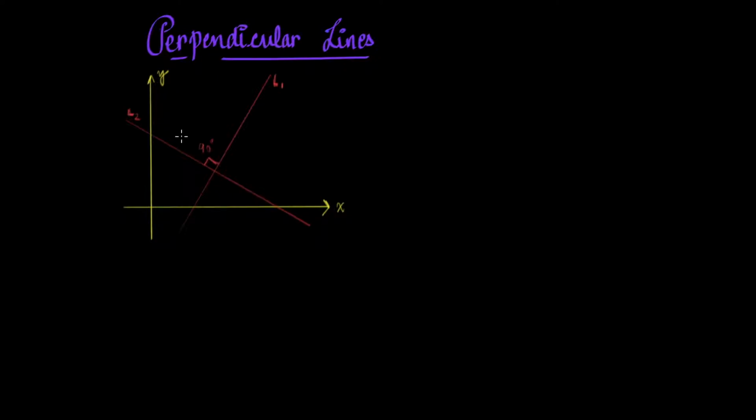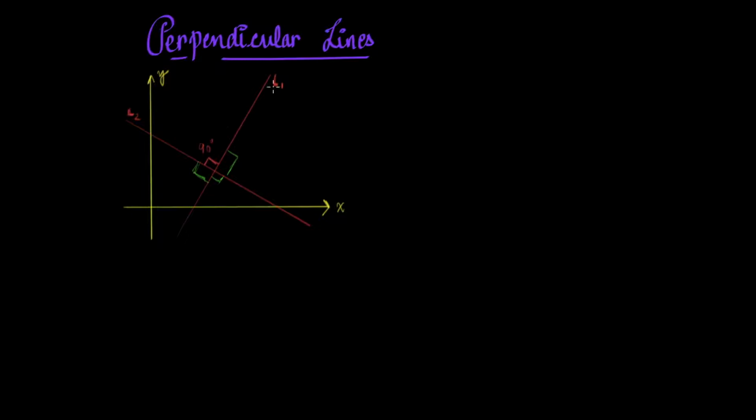That means if this is one of the lines, L2, and this is the other line, L1, they must intersect at 90 degrees to call them perpendicular to each other. So this is a relative word that we use, relative to each other. And if that is the case, then all the angles, if you work them out, should be 90 to each other. And by that I mean that this angle should be 90, so must this angle be, and so must this angle be.